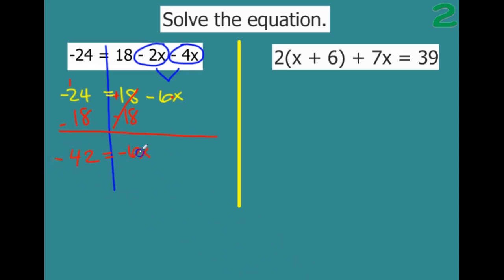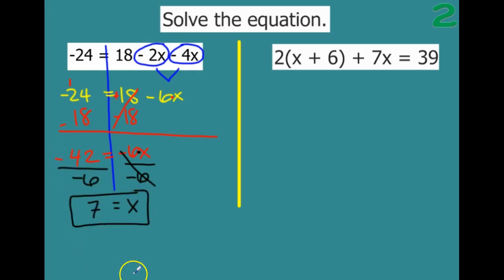And then last, the opposite of multiplying by 6 is dividing, so divide by negative 6 on both sides. 6 times what is 42? 6 times 7 is 42. We know two negatives would make a positive.